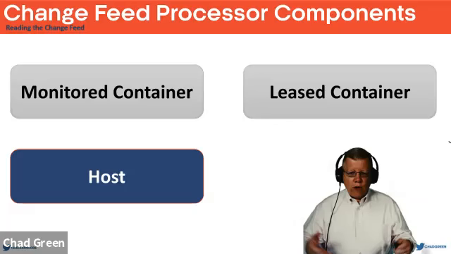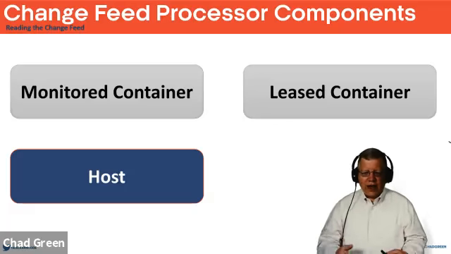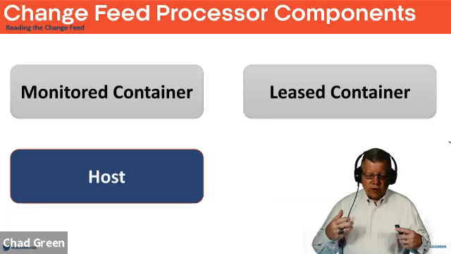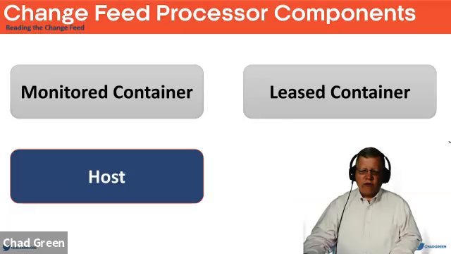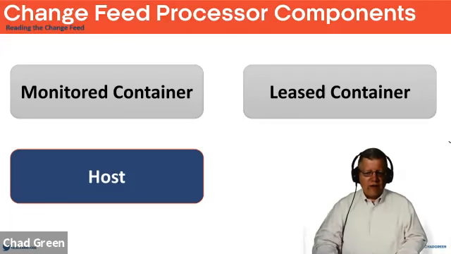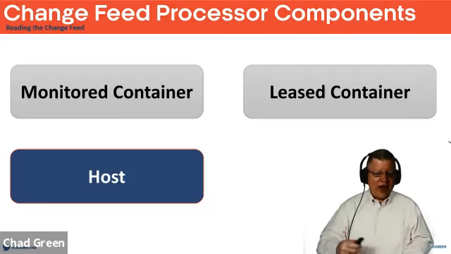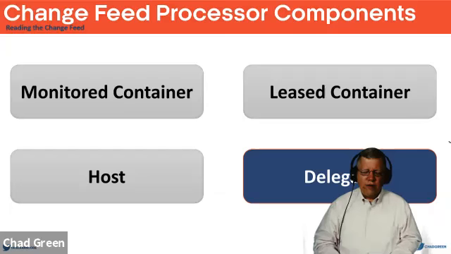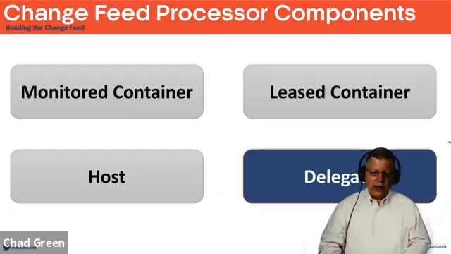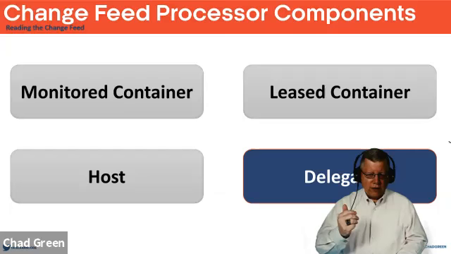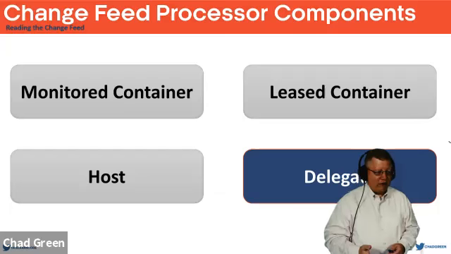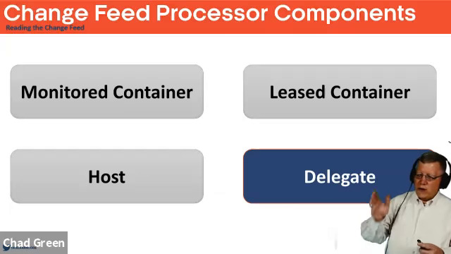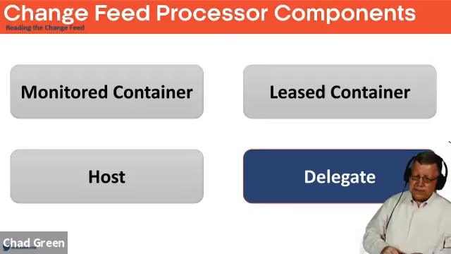Next, we have the host. This is the application that will listen for the changes using the change feed processor. Here we can have multiple instances with lease configurations, and they can all run in parallel. But each instance should have its own different instance name, something to consider. And then finally, we have the delegate. This is the code that defines what you, the developer, want to do with each batch of changes. So really, what we're talking about here is what you're actually trying to do.